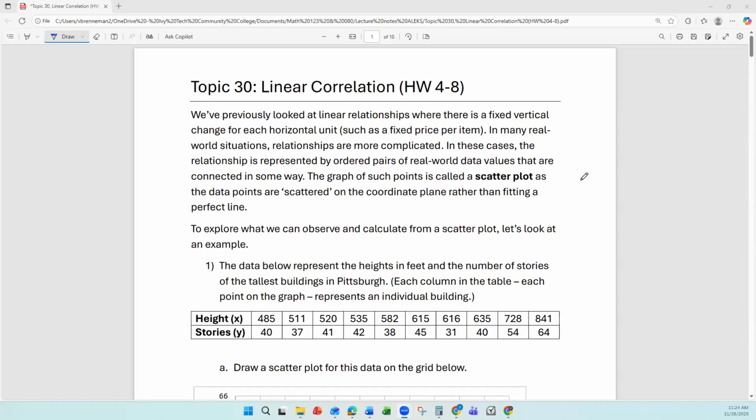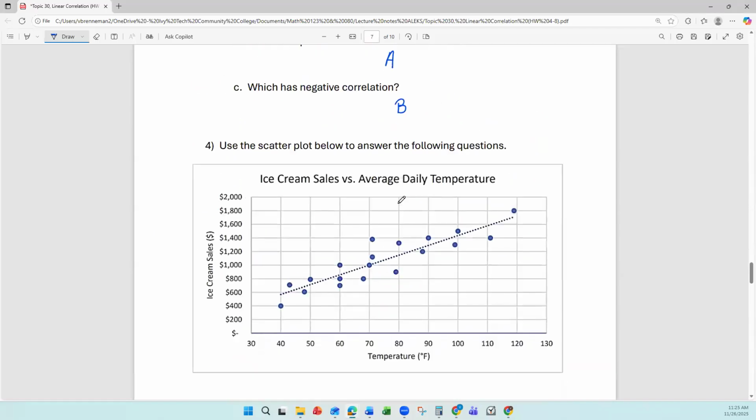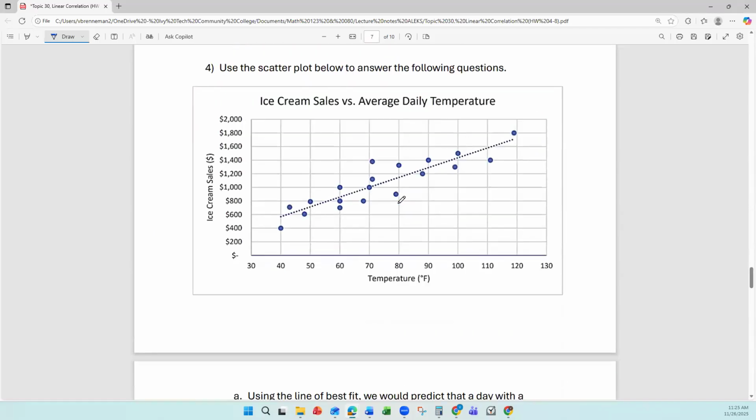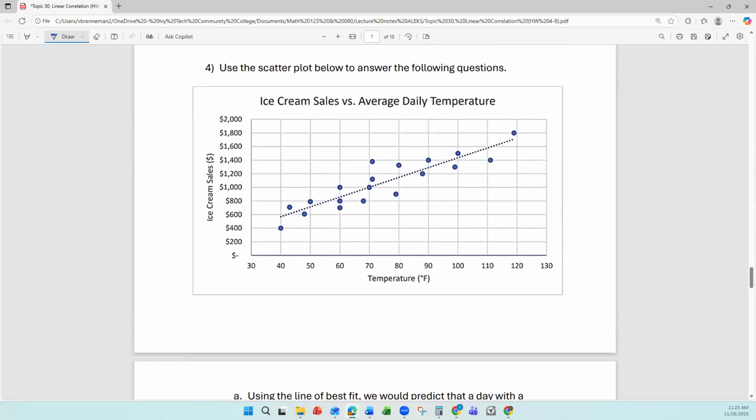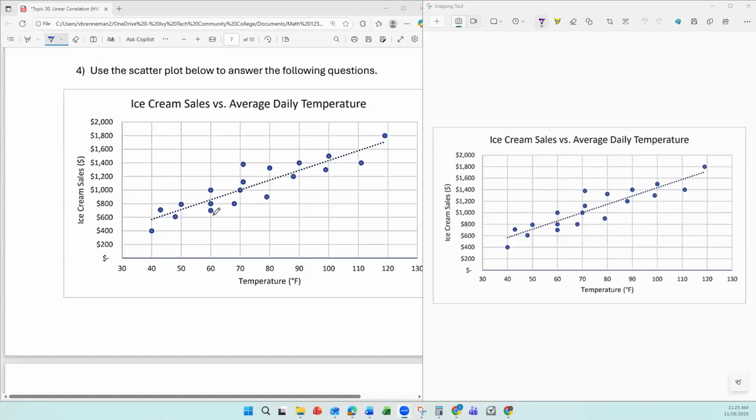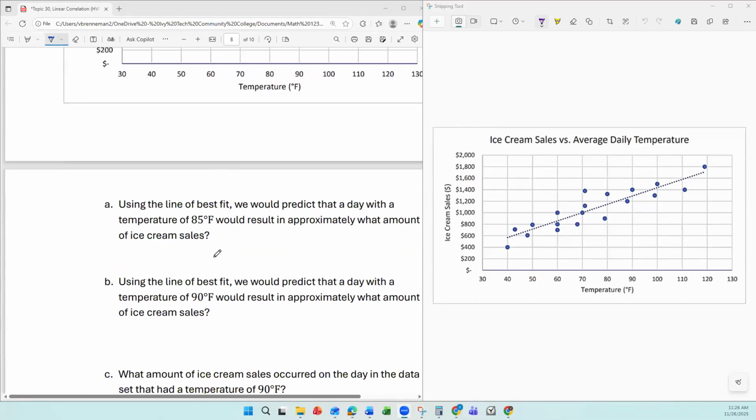This video is over topic 30, numbers 4 and 5. On these, we're looking at scatter plots, answering questions about them. I'm going to pause the video for a moment. Okay, so now I have the chart on another screen so I can scroll down and see the questions.